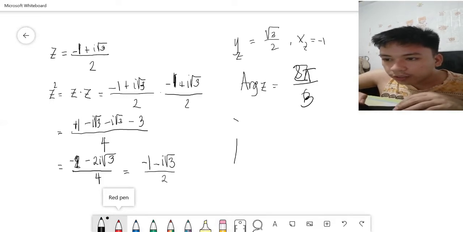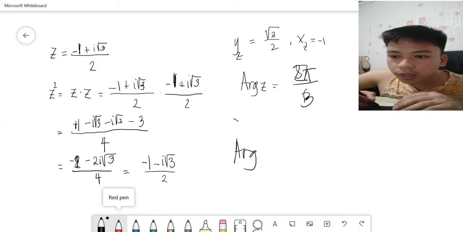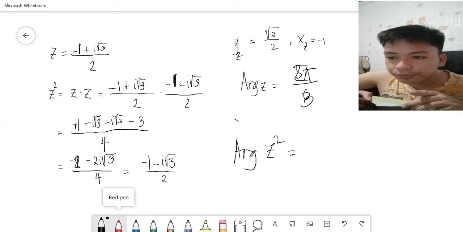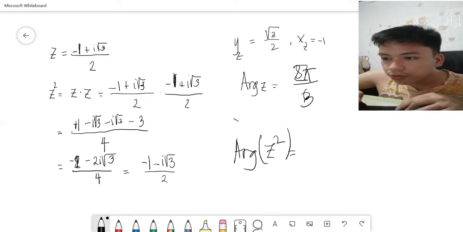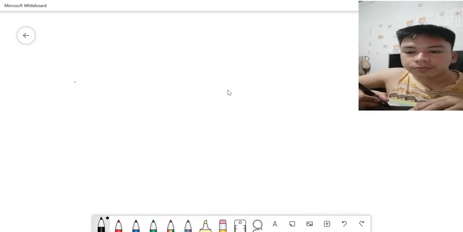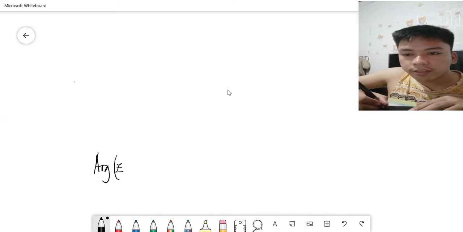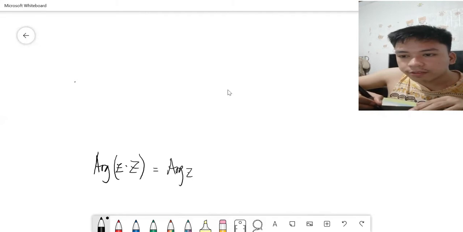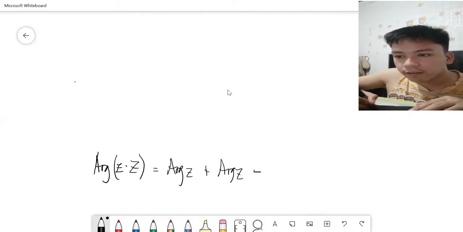For the arg of z squared, if you notice, this is actually negative. So that's negative 2 pi over 3. So therefore, the identity would say that the arg of z times z is the same as arg z plus arg z minus 2 pi.